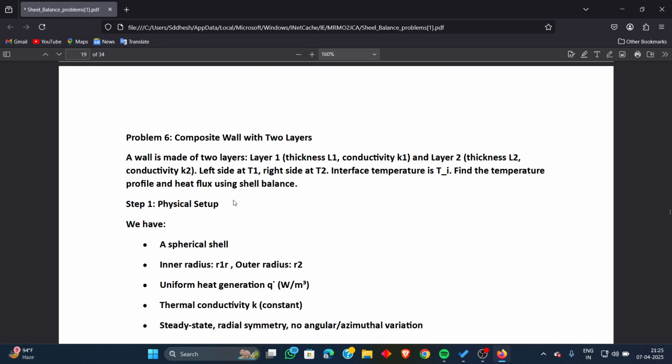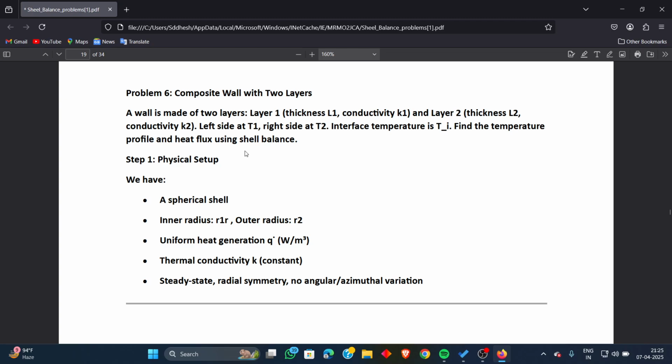Let's move to the sixth question. So we have completed the 5 questions. We are halfway through. There are various questions from various topics here. In problem 6, we are going to cover a composite wall with 2 layers. A wall is made of 2 layers. Layer 1 is thickness L1, conductivity K1, and layer 2 is thickness L2 and conductivity K2. Left side at T1, right side at T2, interface temperature is Ti. Find the temperature profile and heat flux using the shell balance.